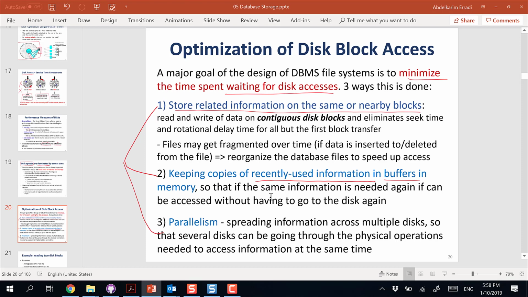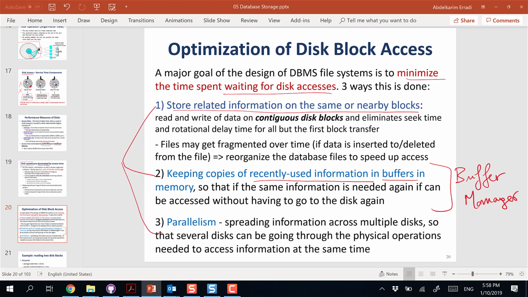So here, this is the role of the buffer manager. You need to have some smart algorithms in the buffer manager to keep the blocks that are more likely to be used by future queries in a way to speed up such queries.